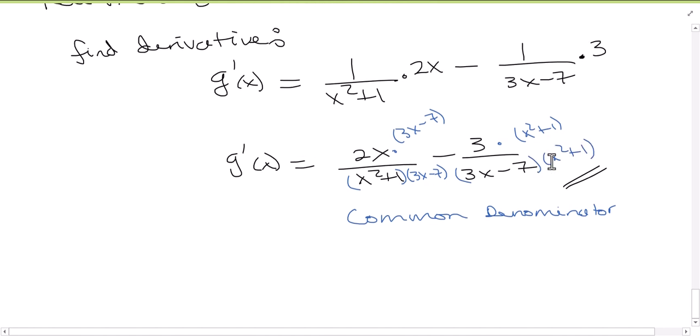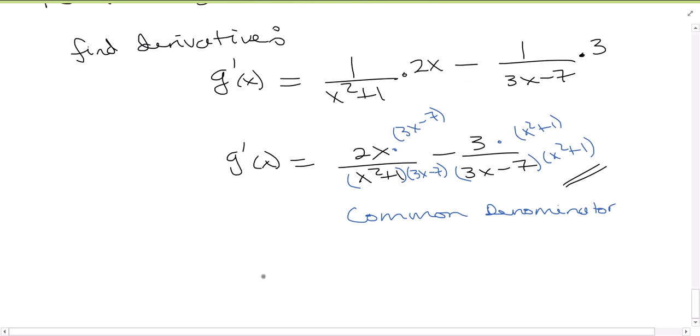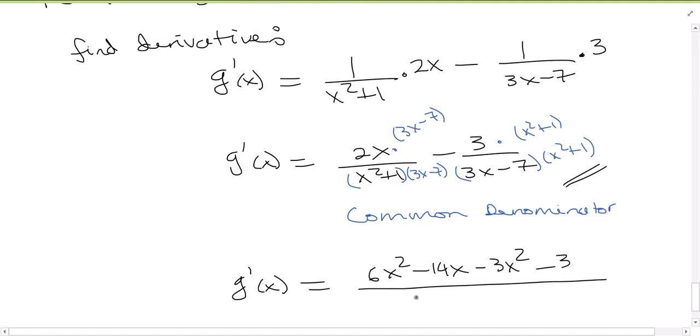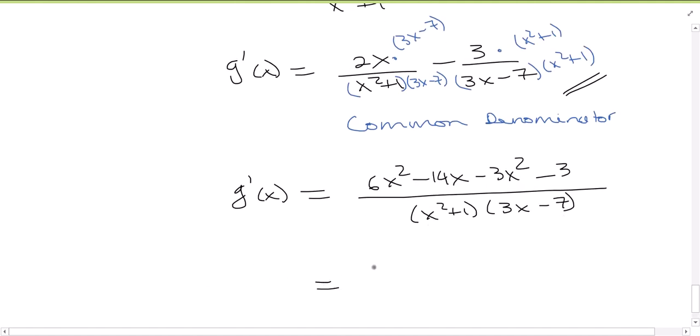And I'm doing this just to show that they are the same answer. On a problem, you don't have to combine them. So this will give me my 6x squared minus 14x. So notice that those numbers are starting to look familiar. So minus 3x squared minus 3 over my common denominator. And so notice that we are doing the same math that we did when we did the quotient rule. So 6x squared minus 3x squared is 3x squared minus 14x minus 3 over that common denominator.